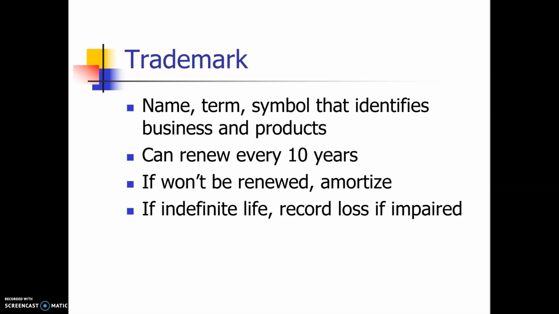And so if you don't plan on renewing it, then you would amortize it because then it would have a definite useful life. If you plan on renewing it, right, like the Nike swoosh, the McDonald's arches, they've had that for decades, right? They don't plan on letting that go. So what they would do then is test it for impairment. If the value of the trademark goes down, they would record a loss. So every year they would need to value the trademark, okay, and then record a loss if necessary.